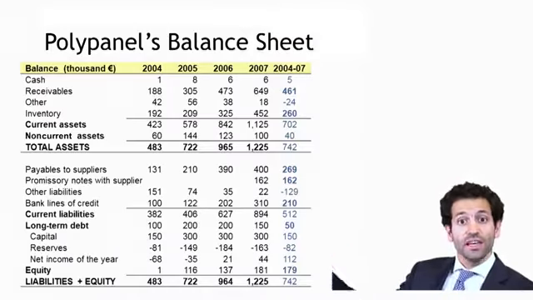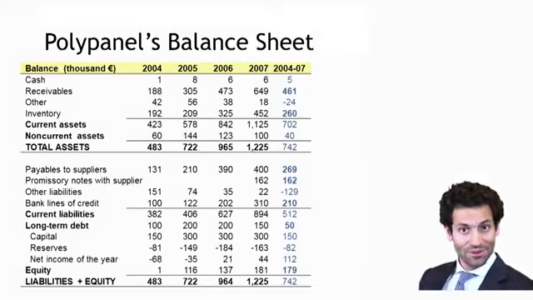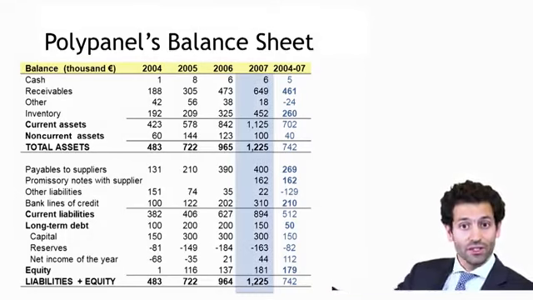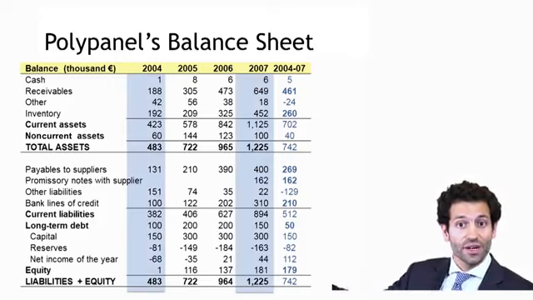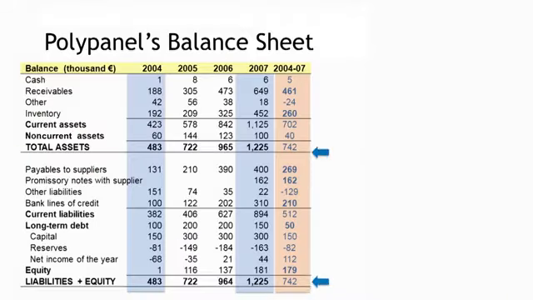Now, recall that we have this balance sheet, and I just added one more column to this table, which is basically the difference between the year 2007 and the year 2004. That difference is this column here. Now, to understand what happened, see first that we have more than double the total size of our balance sheet, as you can see here. We went from 483 to 1225, so we increased by 742, which is a big amount, right?